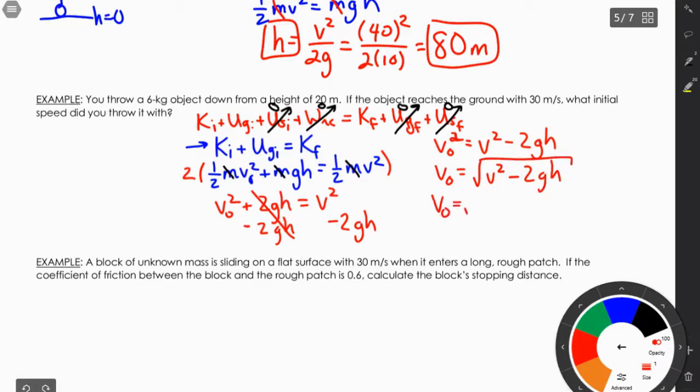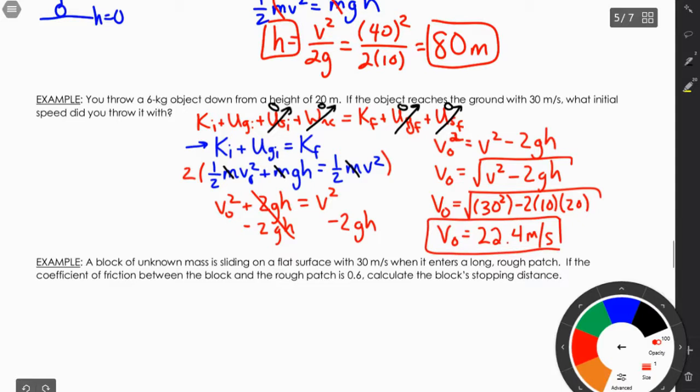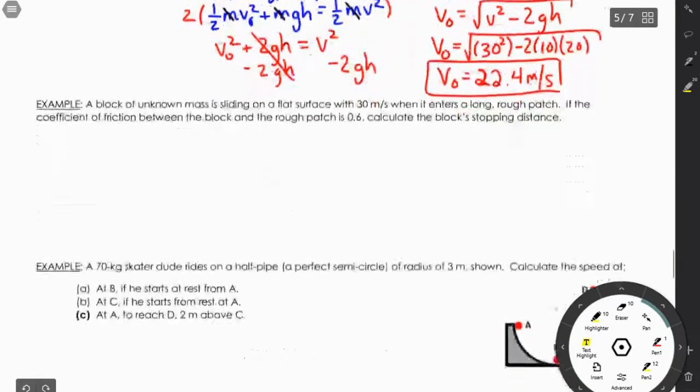I'm going to say v0 equals the square root of final velocity 30 squared, minus 2 times 10 times 20. Now we take the square root of that. And what speed did we throw it down with? Well, we threw it down with a speed of 22.4 meters per second. One thing to note, this is essentially another free fall question, just like the previous example. It gains speed: it starts at 22.4 and ends at 30 meters per second, so you can tell that it does gain speed as it travels down. Okay, all right, next one.